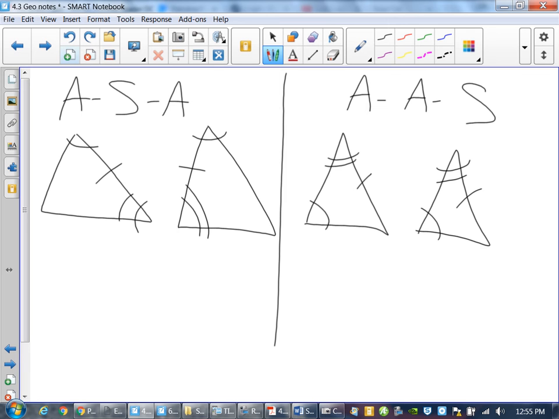What's next? Angle side side. There is no ass in math. No, seriously. Side side angle is just a backward ass.